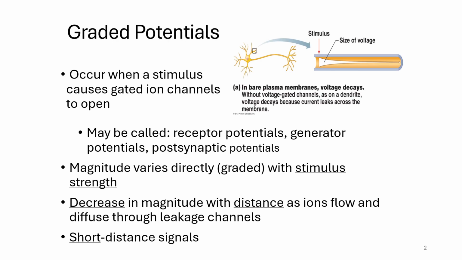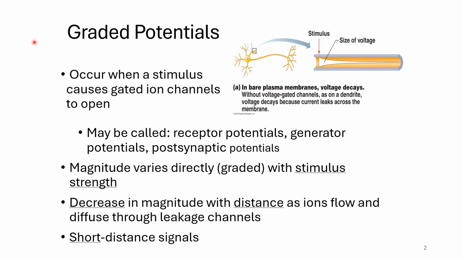So let's go back and remember that the resting membrane potential is the state of the neuron, and especially the axon, when it's at rest. So there's been no stimulus, it's in its resting state. And remember that the inside is negative, sitting at about negative 70 millivolts compared to the outside of the cell.